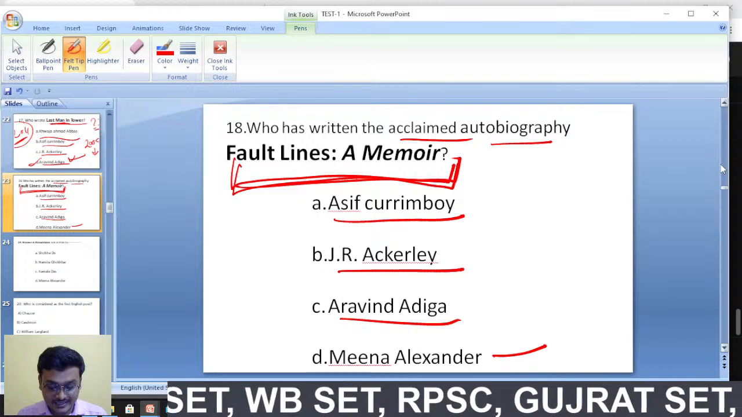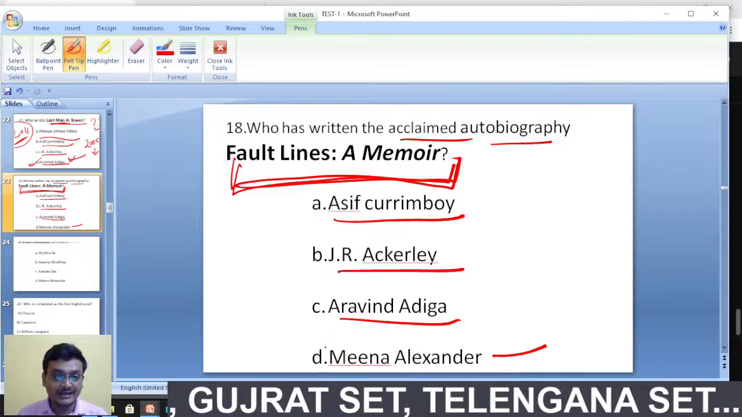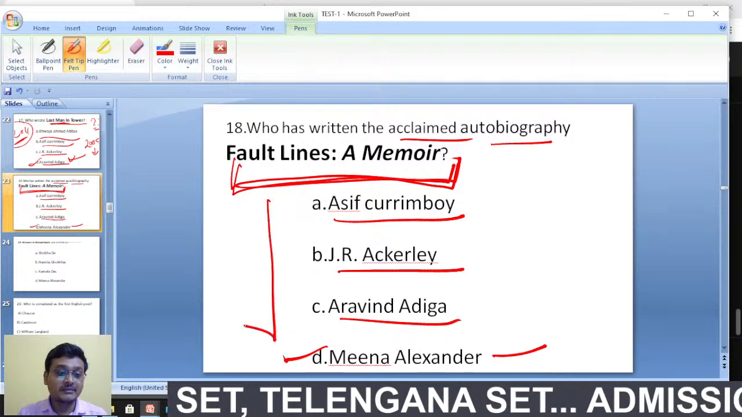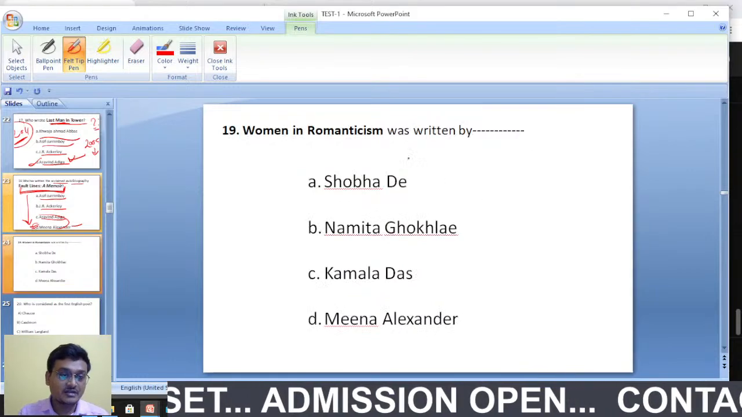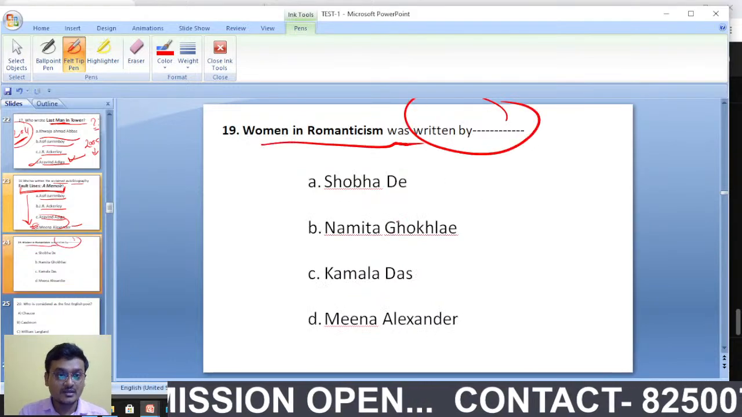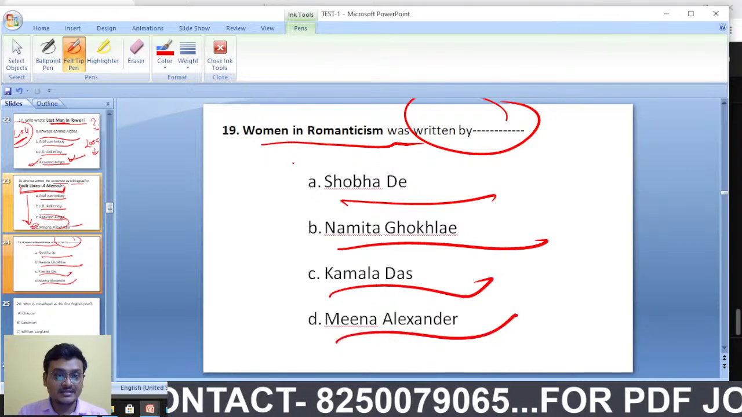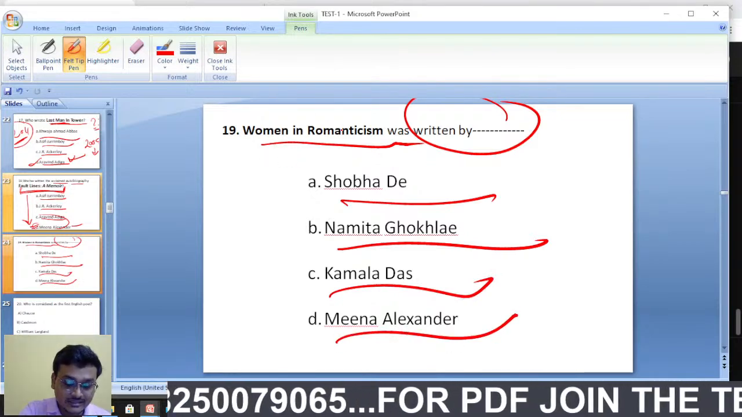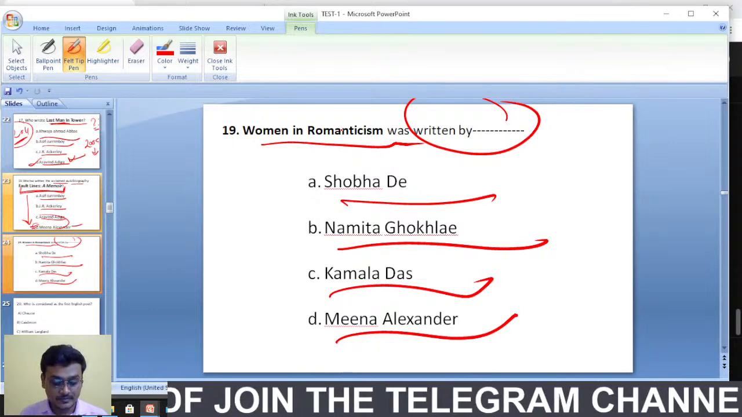Okay, it's Meena Alexander, excellent. All of you wrote it, actually, Subhrangshu, Anandita and Saurabh, all of you. Meena Alexander, remember: Fault Lines: A Memoir by Meena Alexander. Excellent. Women in Romanticism is a work by Sobha De, Namita Gokhale, Kamala Das, Meena Alexander. Women in Romanticism is a work by whom? Who has written this Women in Romanticism?